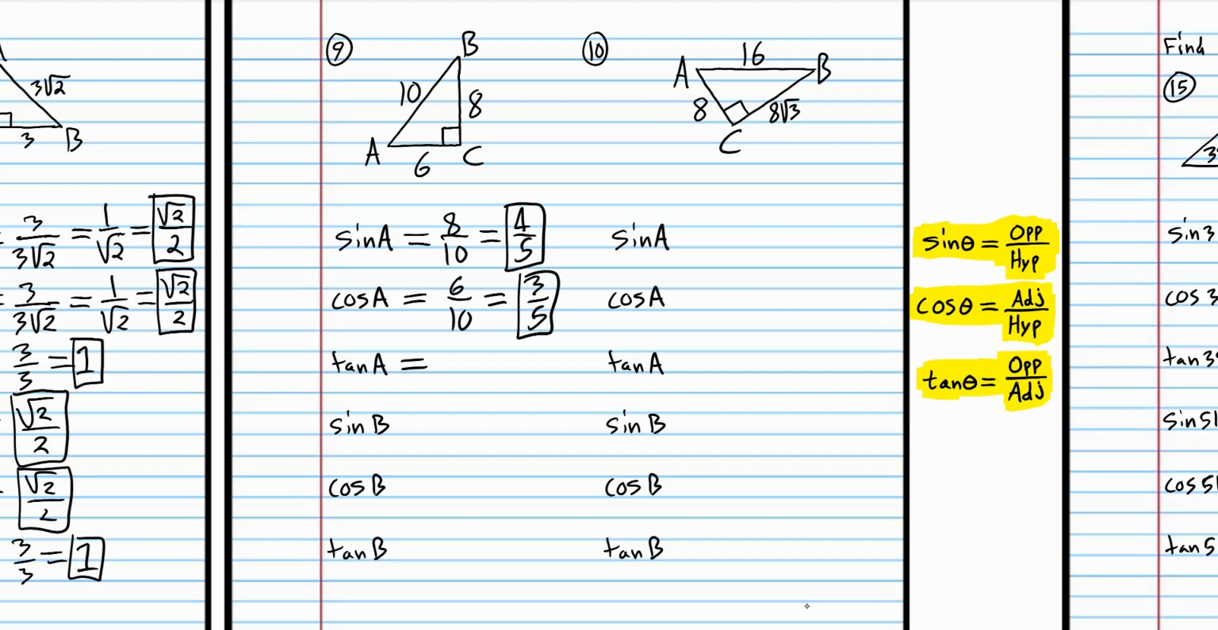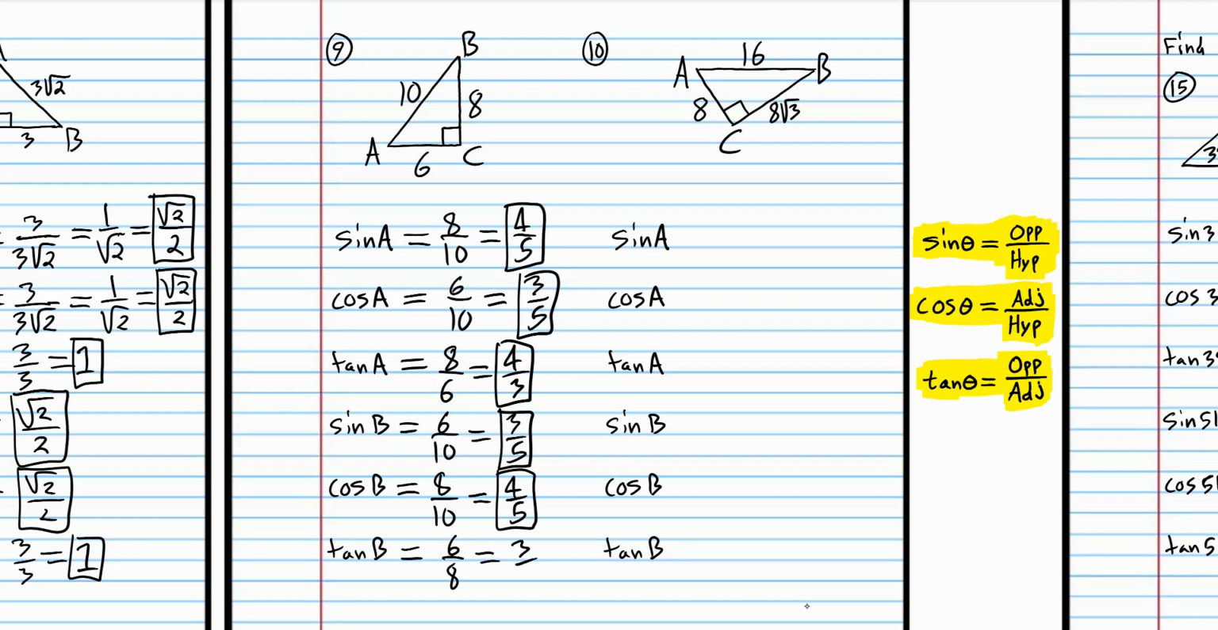And tangent A is opposite over adjacent, which is 8 over 6, which reduces to 4 over 3. Now we're moving to a different angle. Sine B is 6 over 10, opposite over hypotenuse, which reduces to 3 over 5. Cosine B is 8 over 10, which reduces to 4 over 5. And tangent B is opposite over adjacent, so that would be 6 over 8, which reduces to 3 over 4.